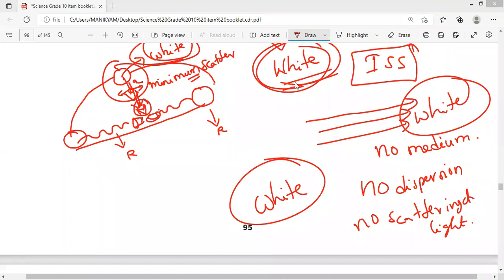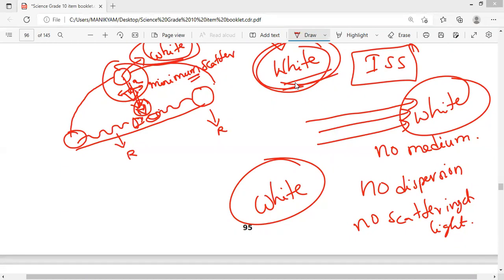Now, those who said black, observe very carefully. Our International Space Station is not on the Earth. It is in space. So they are seeing from space only, not from the Earth. If you are on Earth and there is no atmosphere, no sunlight will reach us, so the sun is not at all visible to us.